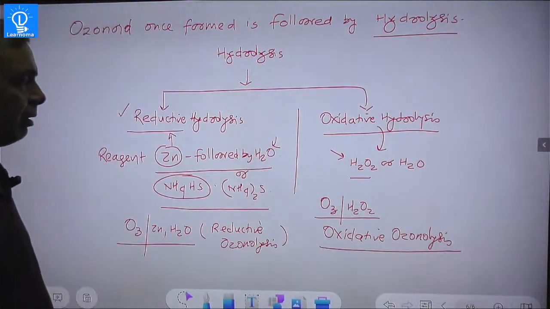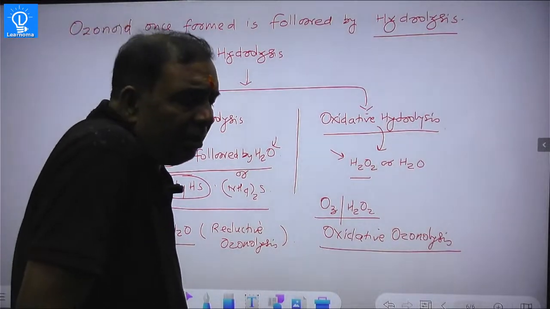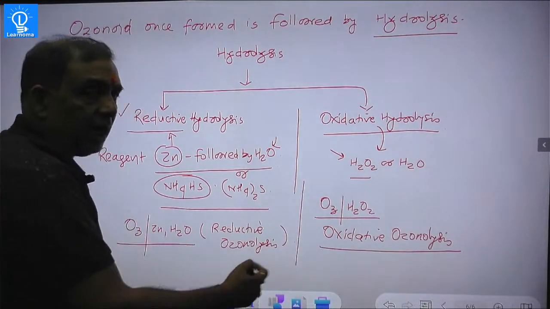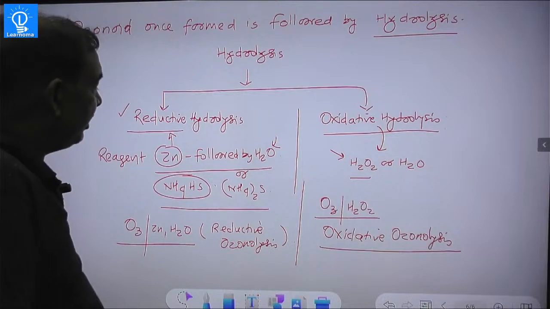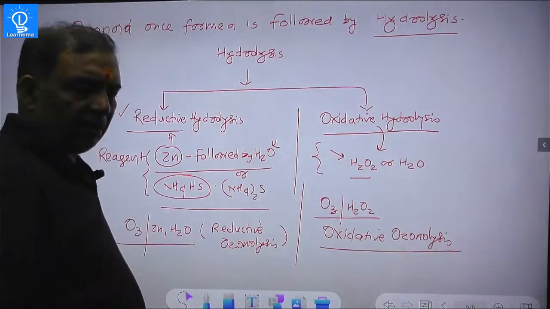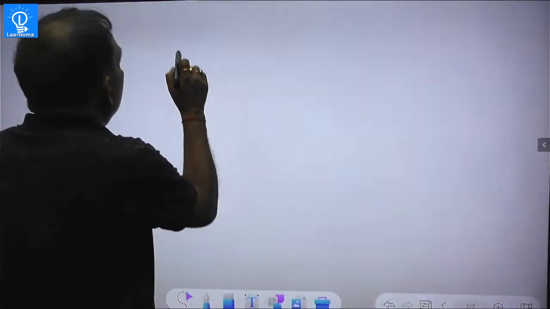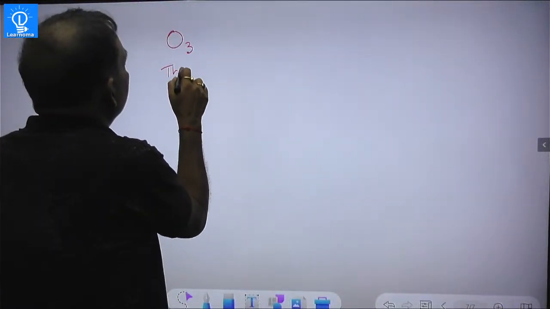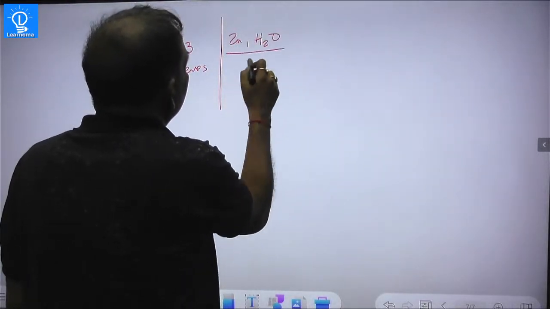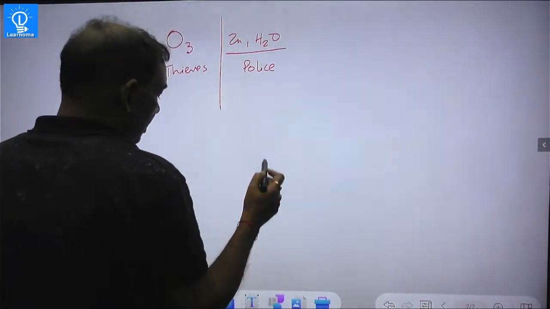Till now I have discussed the role of ozone, how ozone forms ozonoid, and now I am discussing the third part, the hydrolysis. This hydrolysis is further of two types, reductive and oxidative. Just take it lightly, it is not a tough task. Let me explain how. Ozone, they are the thieves. Zinc, water, they are the police.